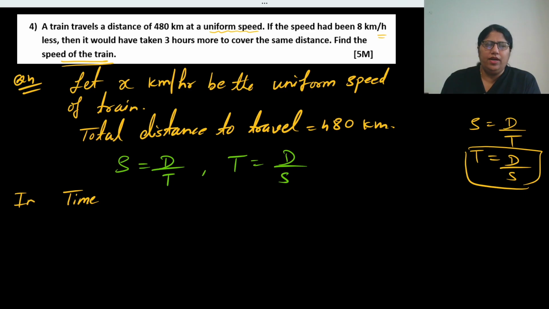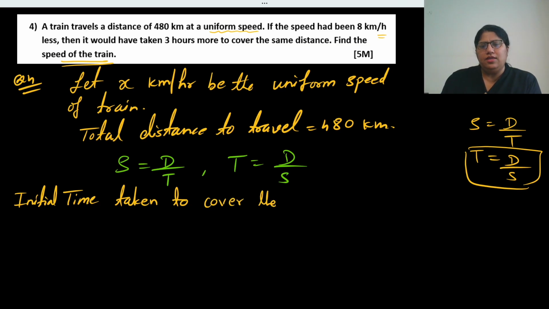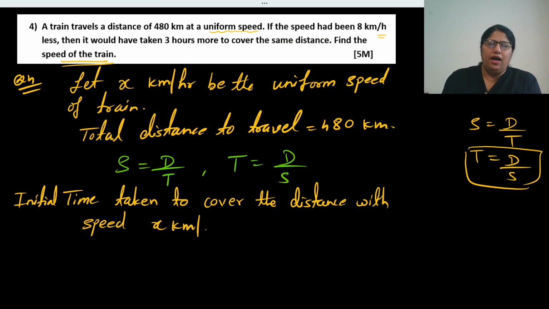Initial time taken to cover the distance when the speed is x kilometer per hour, right? You need to mention that here. So what is going to be the time taken here? Distance is 480 kilometer, 480 kilometer by speed x. So this is your first expression.